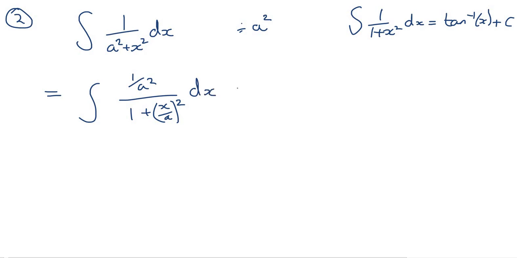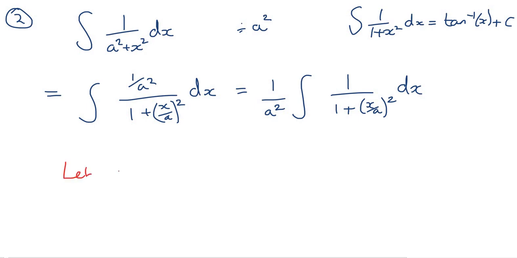Right, how can we take this further? Well, we can take the 1 over a squared outside of the integral. And this is what we're left with. So this looks a little bit more familiar now. It's 1 over 1 plus something squared. And we know how to integrate that from above. So let's use another substitution.